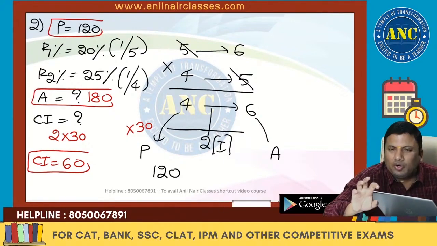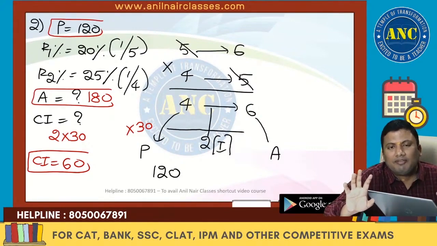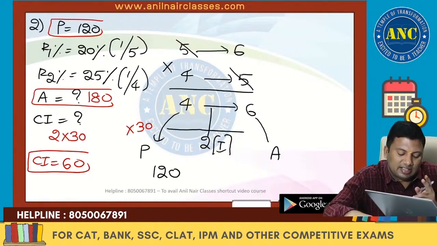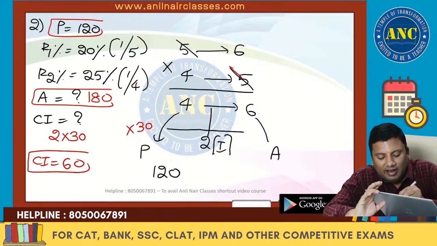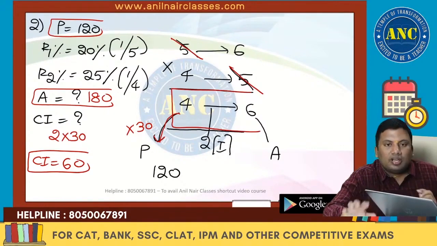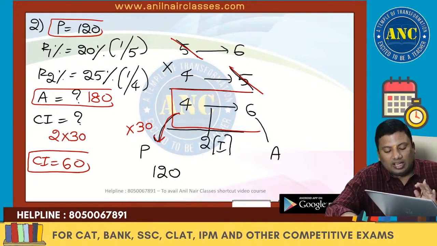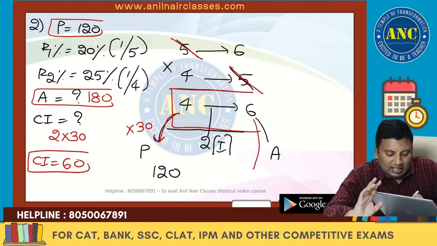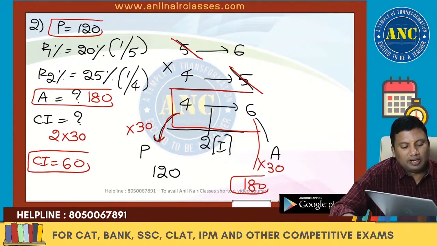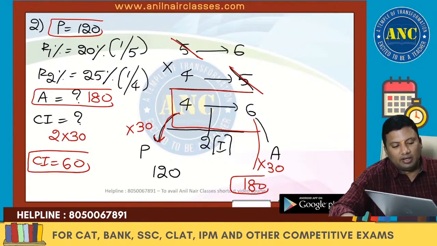Very easy. You don't need to use a formula unless and until it is required. 5 with 1 increase, it is 6. 4 with 1 increase, it is 5. 4 is becoming 6. But according to the question, it is 120. 4 30s are 120, 6 30s are 180. So compound interest is nothing but 60, amount is nothing but 180.